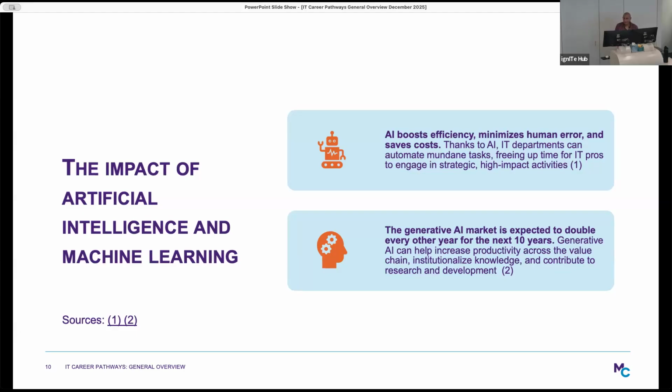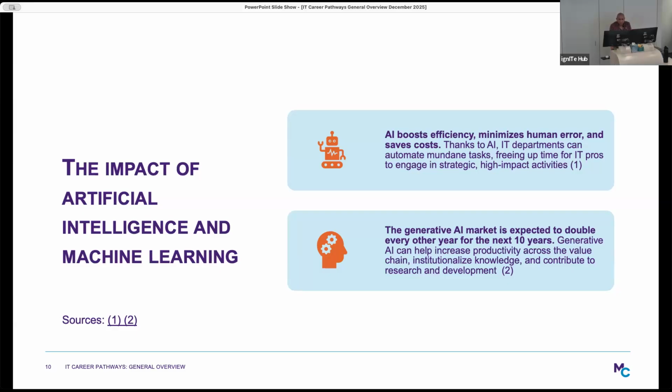So automation, and that is why IT departments can automate mundane tasks, freeing up time for IT pros to engage in strategic, high impact activities. So yes, a lot of entry-level jobs are being affected by this because now they are being replaced by AI. However, you still need people to program and put together these AIs, to prompt them and teach these models. And at the end of the day, to strategize how to use AI in the different areas of how you are going to use it.